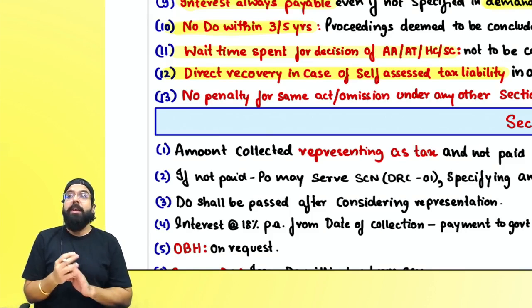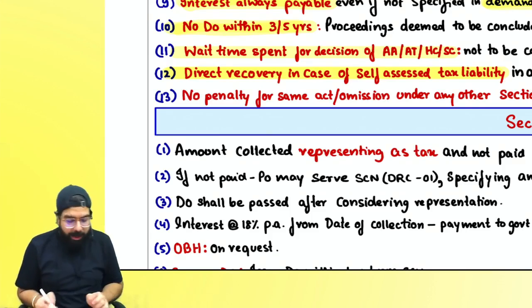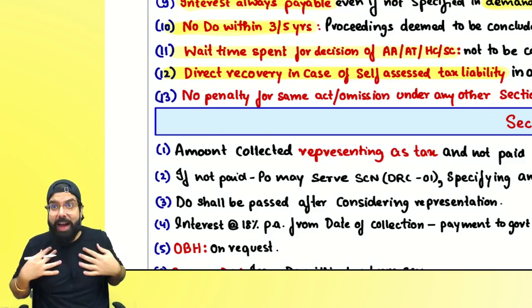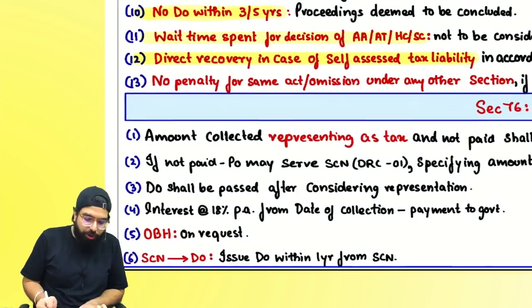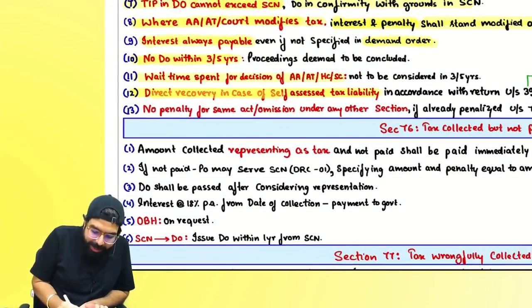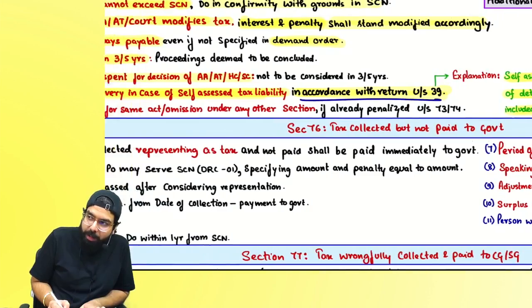Direct recovery means there is no requirement to give you a show cause notice or a demand order. Direct recovery can happen because I am only telling you I have gone ahead and collected. They will not give you any show cause notice and demand order. Direct recovery applies in case of self-assessed tax liability in accordance with the return under section number 39.